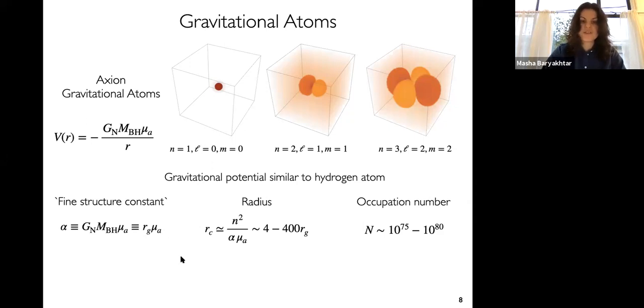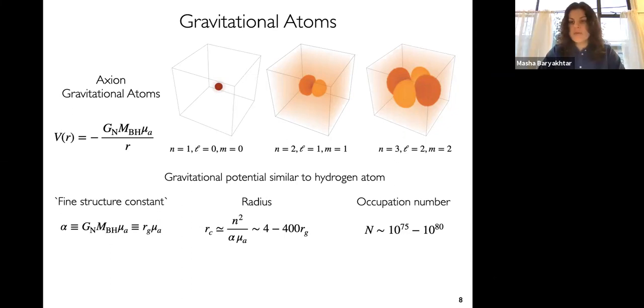The fine structure constant is just the coefficient of the 1/r potential in hydrogen. There it's 1/137. Here we have the gravitational constant times the mass of the black hole times the mass of the axion. You can also think about this as the ratio of the black hole radius to the Compton wavelength of the particle. And the radius of these bound states will be proportional to 1 over the coupling, a few to a few hundred Schwarzschild radii of the black hole, so it'll be localized outside the black hole.